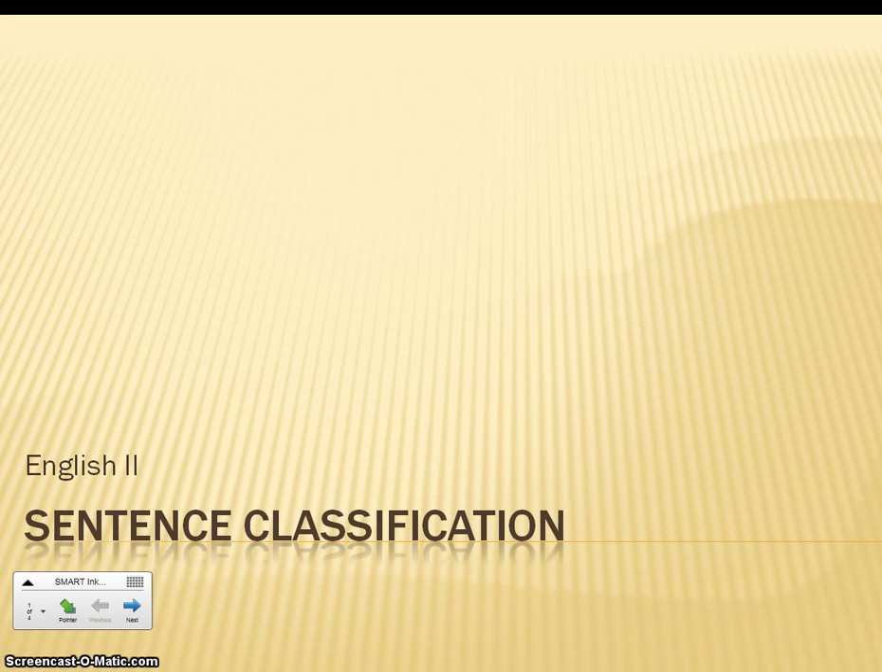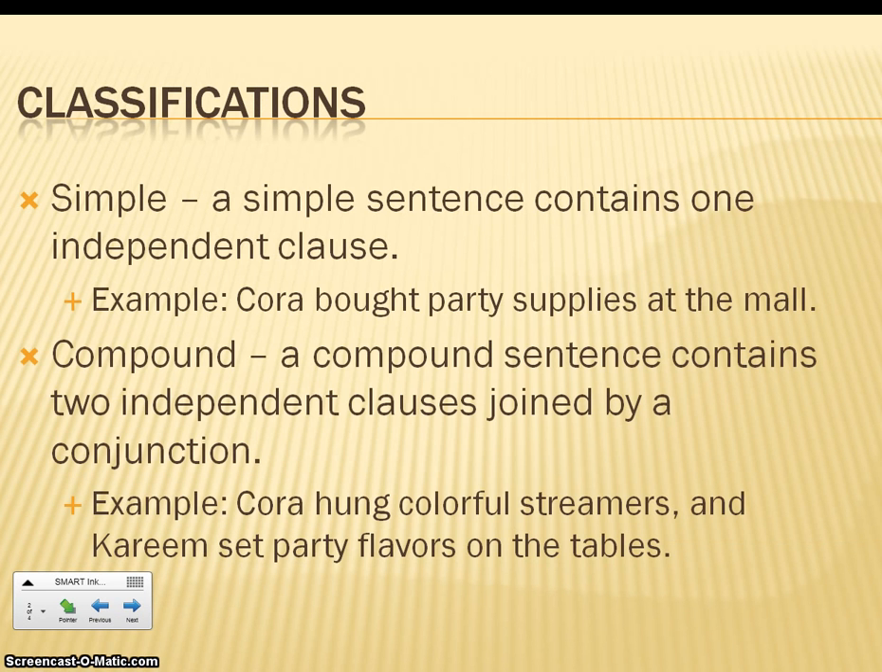Sentence classification. There are 4 ways to classify a sentence. The first is a simple sentence. A simple sentence contains one independent clause. An example: Cora bought party supplies at the mall. We have one subject, one verb, one complete thought.